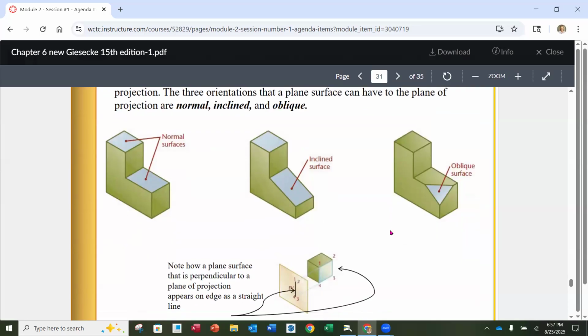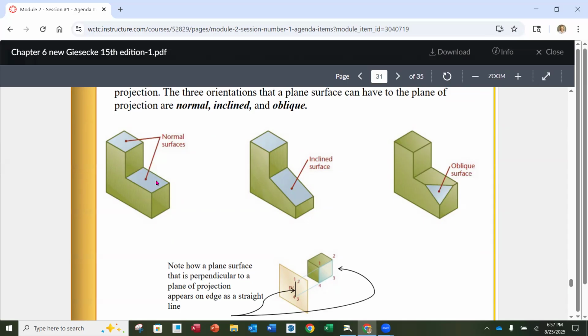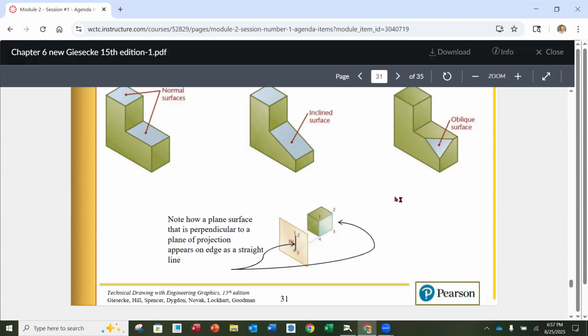Section views will help us with some of those internals as well. Oblique surfaces too: if we need to see the true size and shape of that triangle that was cut off of there, we would have to get at it with an auxiliary view to look straight at it. So principal views only take care of normal surfaces. But if we have things that are inclined or oblique, then we have to consider additional views called auxiliary views.